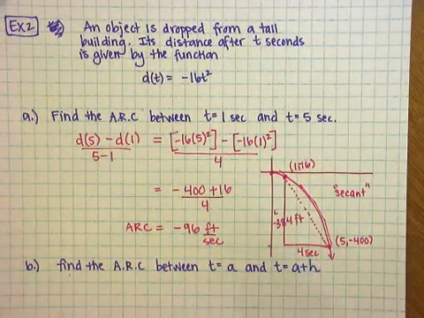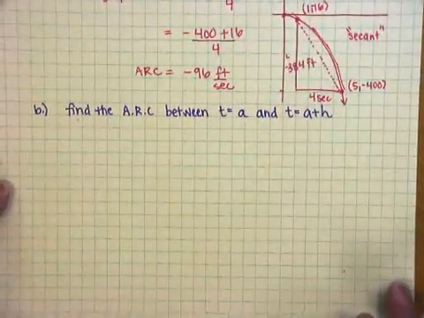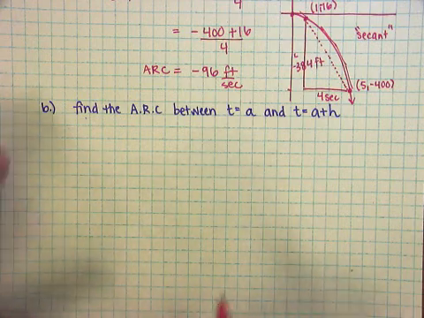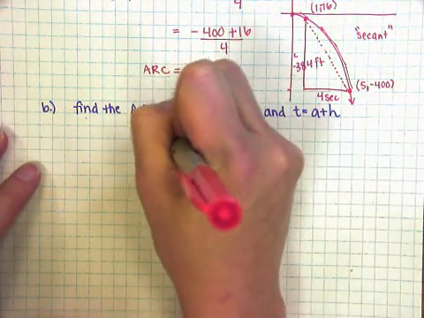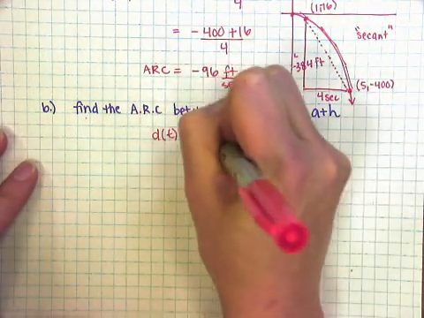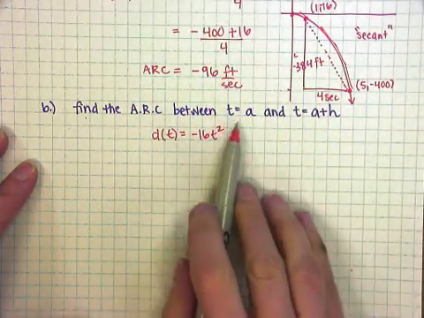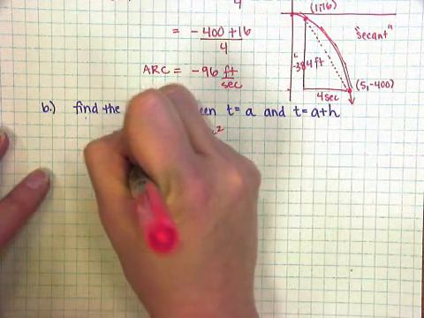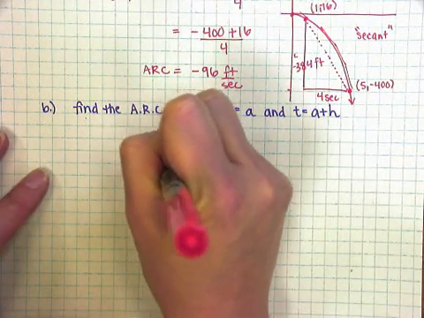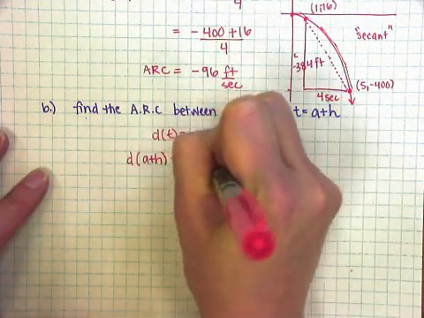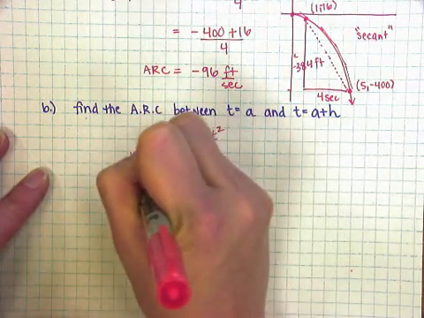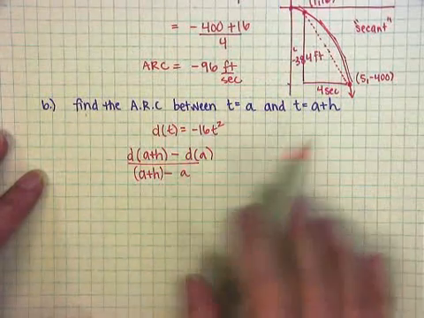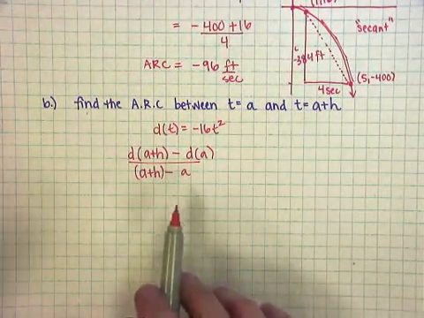So it's accelerating due to gravity. Now, the last thing that we need to do is a little mimic of a calculus problem. If we take our same function, d of t equals negative 16t squared, and we want to find it between a and a plus h, we're going to do the same math. So we're going to find d of a plus h minus d of a, over a plus h minus a. We're just plugging in the problem exactly as we've been doing it before.